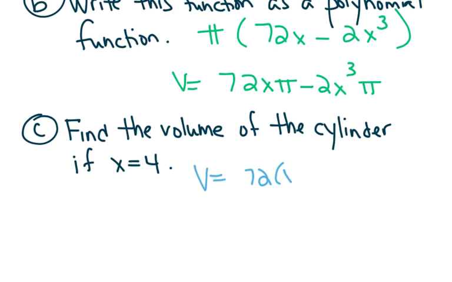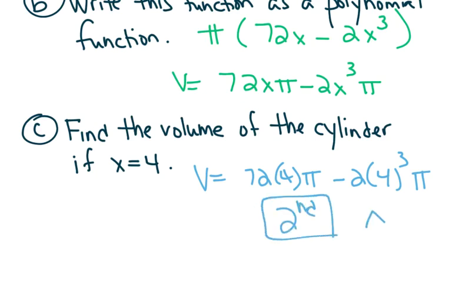So 72 times 4 times pi minus 2 times 4 cubed times pi. I would recommend you not use 3.14 as the equivalent for pi. There is a button on your calculator that will do pi for you to I don't know how many digits, so the answer will be more exact. The pi function is second, and this is called the caret key. It's right under clear, and you'll see a little pi above it.